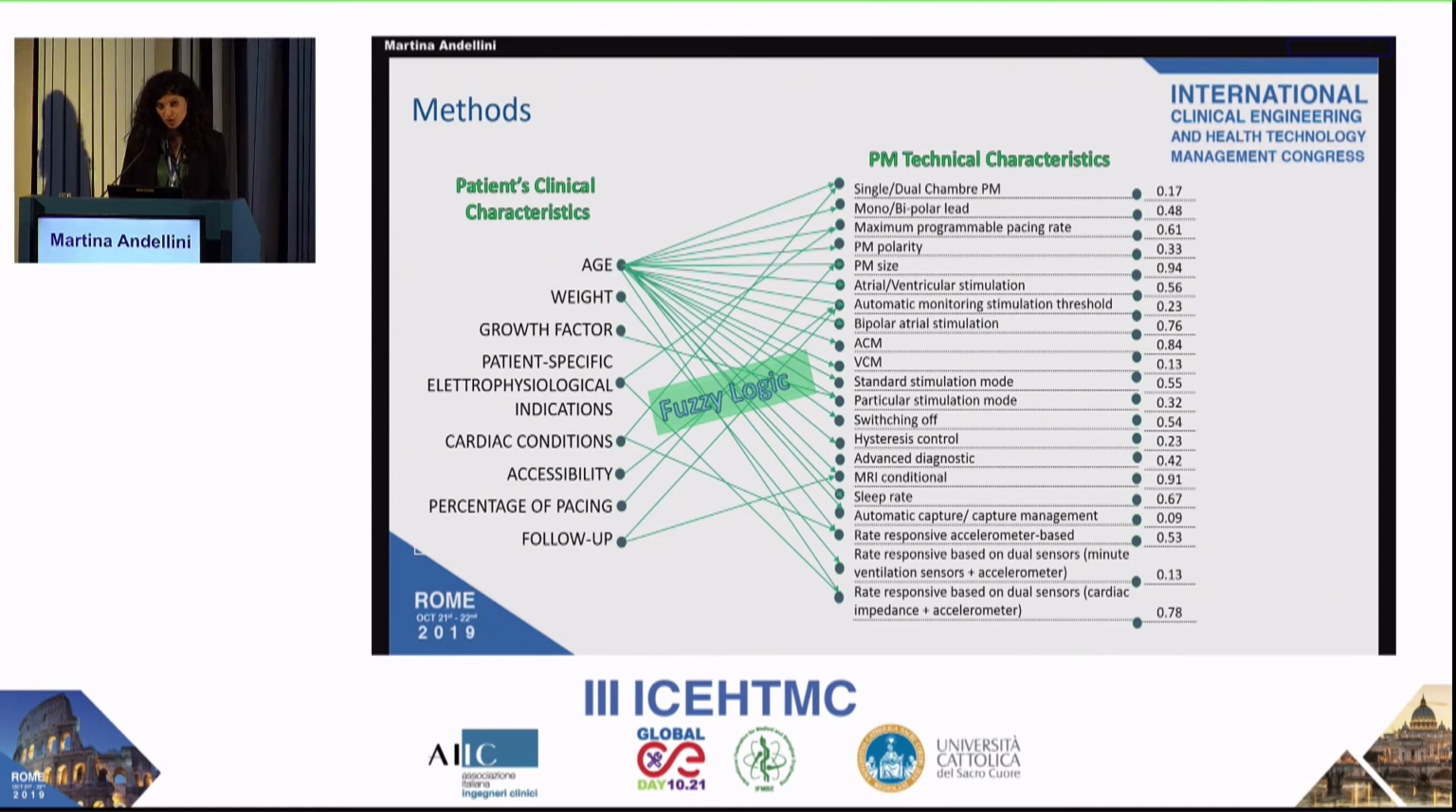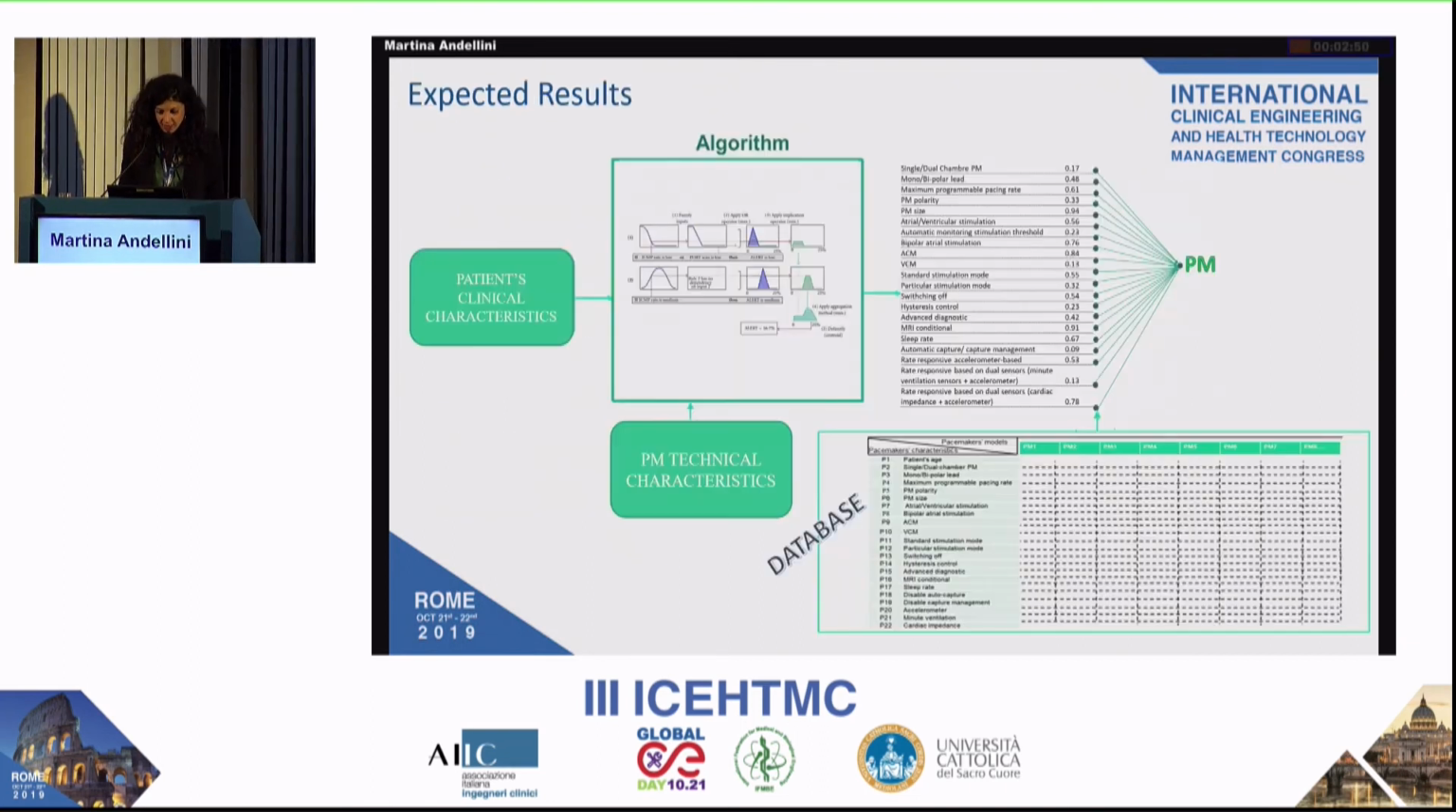At the end of the fuzzy logic approach, the output of this approach is, for each technical characteristic of the pacemaker, a percentage value. This percentage value represents the ability of the single technical characteristic to address the clinical question about the patient. And this is the whole process.